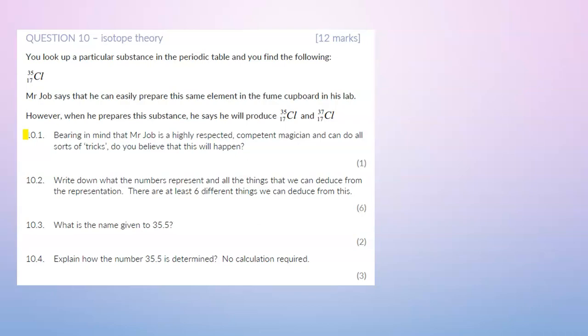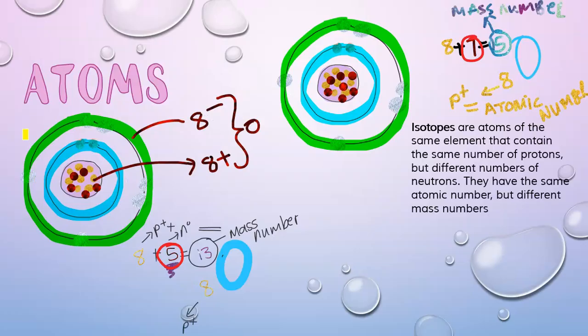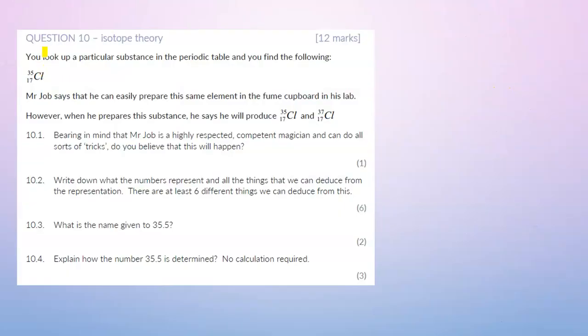Now, question 10, 11, and 12 is all about isotopes that we haven't really looked at yet in terms of sums. So just to remind you about the isotopes, isotopes are 2 atoms of the same element that with just a quick glance, they look exactly the same. They will have the same number of electrons and the same number of protons, the gold particles, but they won't have the same number of neutrons, the red ones.